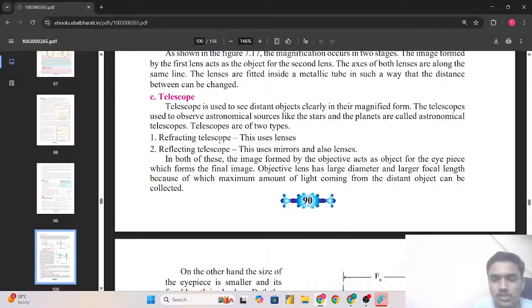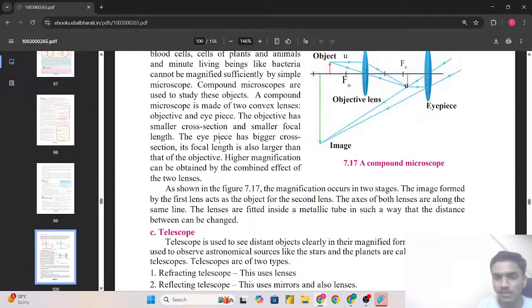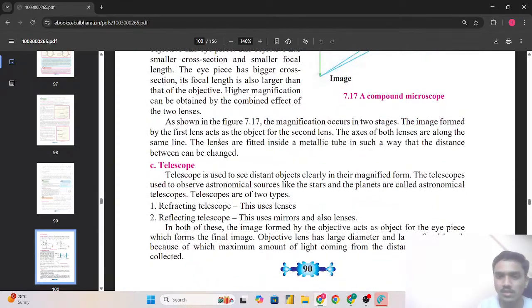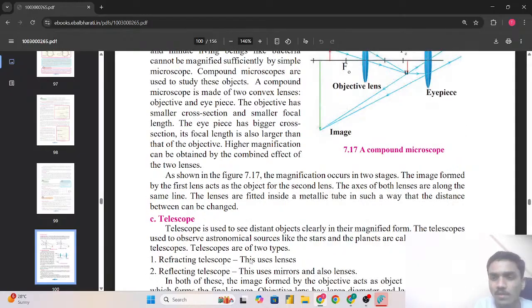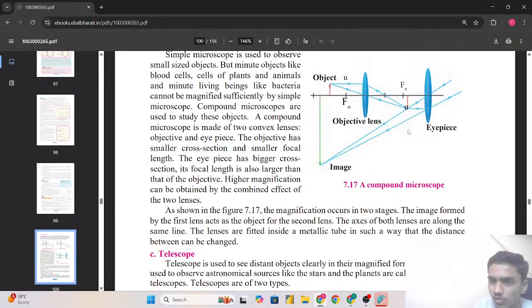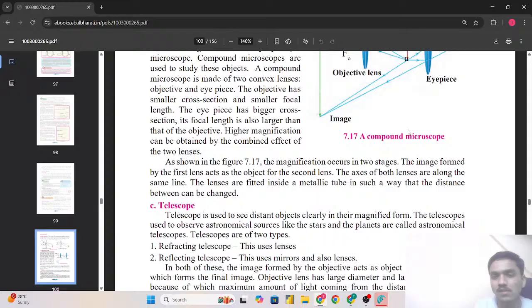Objective lens has the larger diameter and larger focal length, because of which the maximum amount of light can be collected. और इसमें जो कंपाउंड माइक्रोस्कोप में हमने देखा था कि ऑब्जेक्टिव लेंस का लार्जर डायमीटर और लार्जर फोकल लेंथ है as compared with the eyepiece. यहाँ पर आईपीस का जो फोकल लेंथ और डायमीटर था वो ज्यादा था as compared with the objective. लेकिन यहाँ पर उल्टा है, that is the opposite.